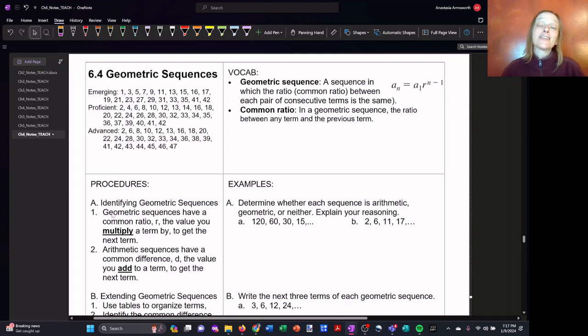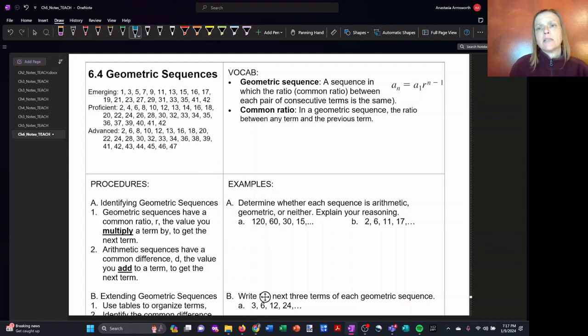Hi, folks. In this next section, we're going to learn about geometric sequences. Earlier this year, we learned about arithmetic sequences, which were like linear functions. It was a number pattern, like 2, 4, 6, 8, 10, where you were adding a consistent value, a common difference.